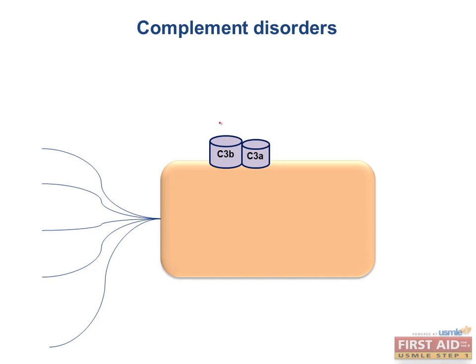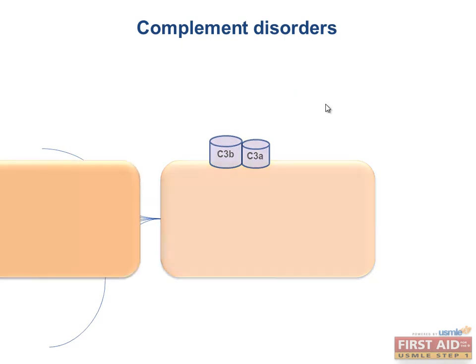And C3b is also helpful in clearing immune complexes. So immune complexes are an antibody plus an antigen. And so if you can't clear these, you're going to have increased immune complexes. What type of hypersensitivity is this? We'll talk about that later. That is type 3. All right. So that's the problem with C3.